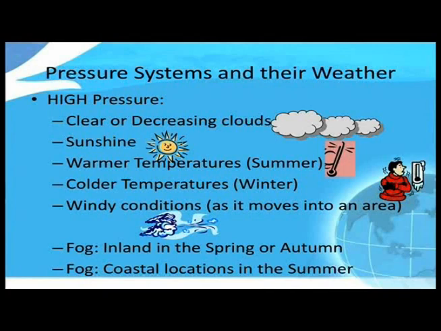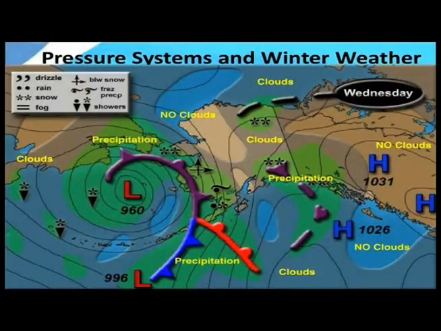And I don't know if you can see this last item about fog, but high pressure is also responsible for fog along a lot of coastal locations during the summertime. Well, just take a look here at pressure systems and the winter weather. For instance, this shaded area is all the clouds that are forecast to occur or are occurring. So the unshaded areas is where there's no clouds or very little clouds to speak of.